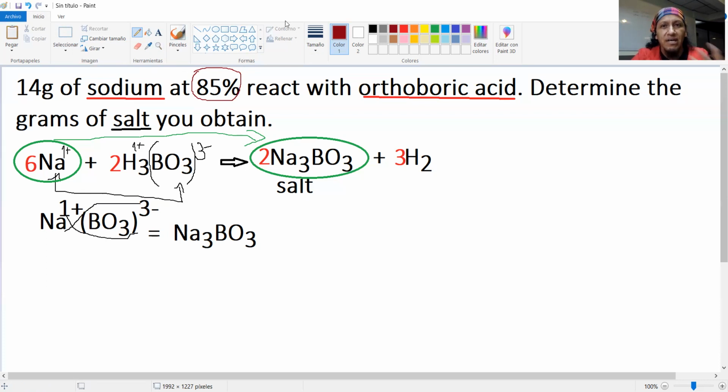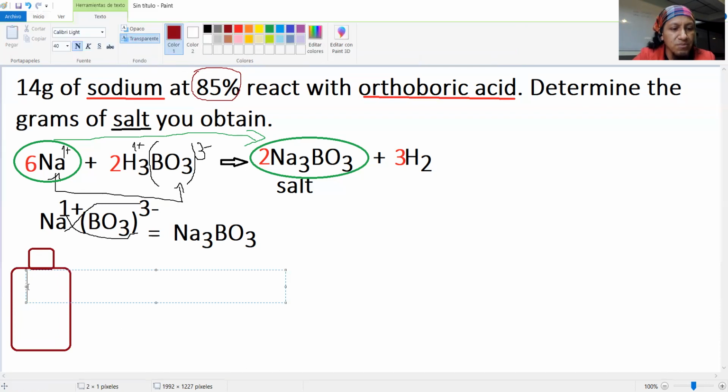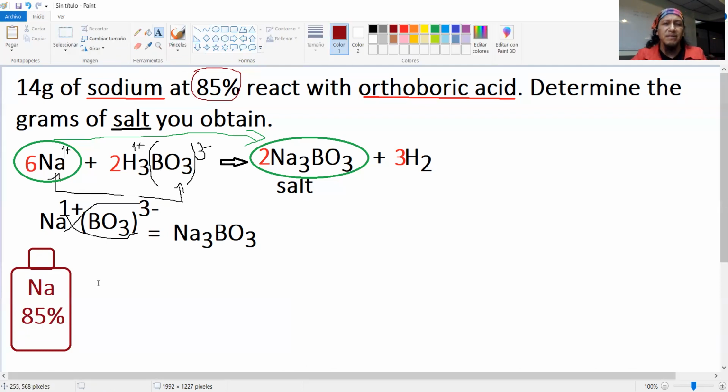I am going to make a small drawing. Sorry for my drawings if it is not that accurate. But let's see, this is a bottle of sodium, right? Let's say it's a container for sodium. In the label you read, oh, that's sodium, but sodium at 85%. What is the meaning for that? You find it in the label that not all of the sodium is sodium. You see, that means it's not pure.